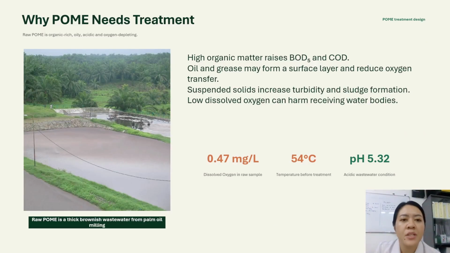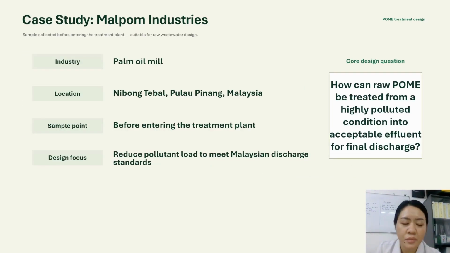Why does POME need treatment? It needs proper treatment because it contains high organic matter, oil and grease, and suspended solids. If it is discharged without treatment, microorganisms will use up oxygen in the water while breaking down the waste. This can reduce dissolved oxygen and harm aquatic life. The raw sample also has high temperature and acidic conditions, so treatment is needed before final discharge.